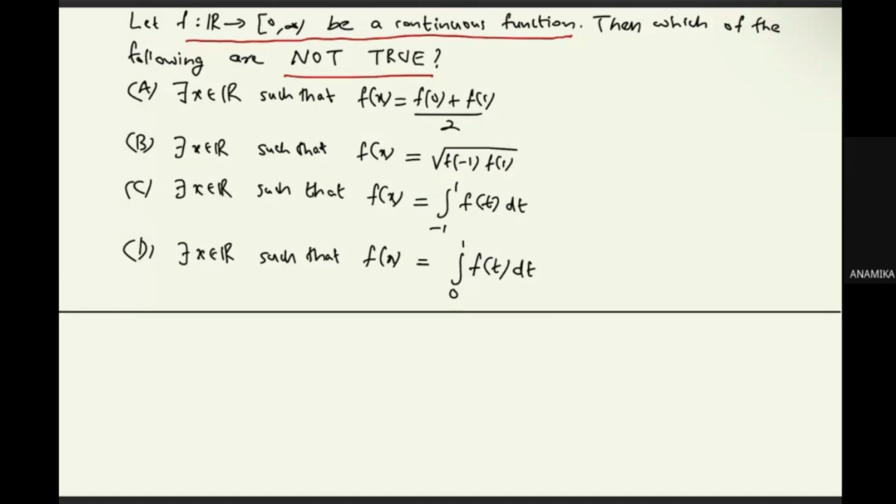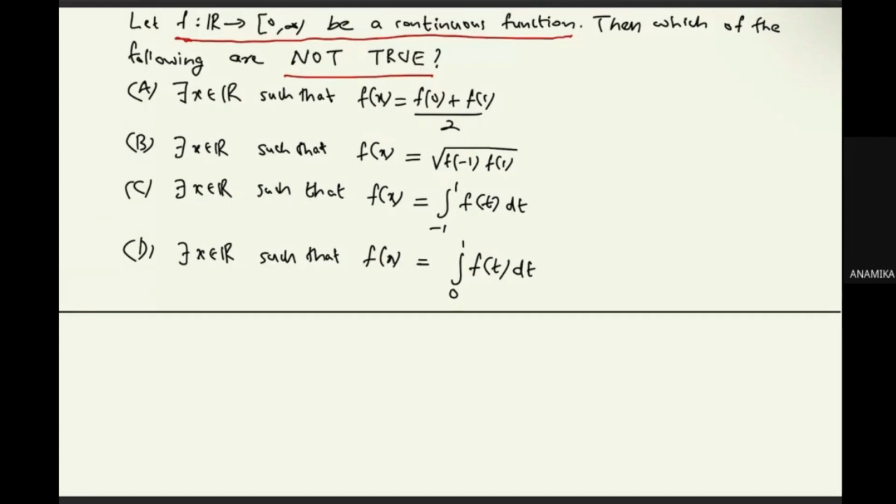The first option says there is an element x in R such that f of x is f of 0 plus f of 1 by 2. Any idea whether such an element exists? If you want to disprove it, you have to come up with a continuous function which doesn't have this property. If you want to prove it, use some result. So f is given to be some continuous function from R to [0, infinity). It could be anything.